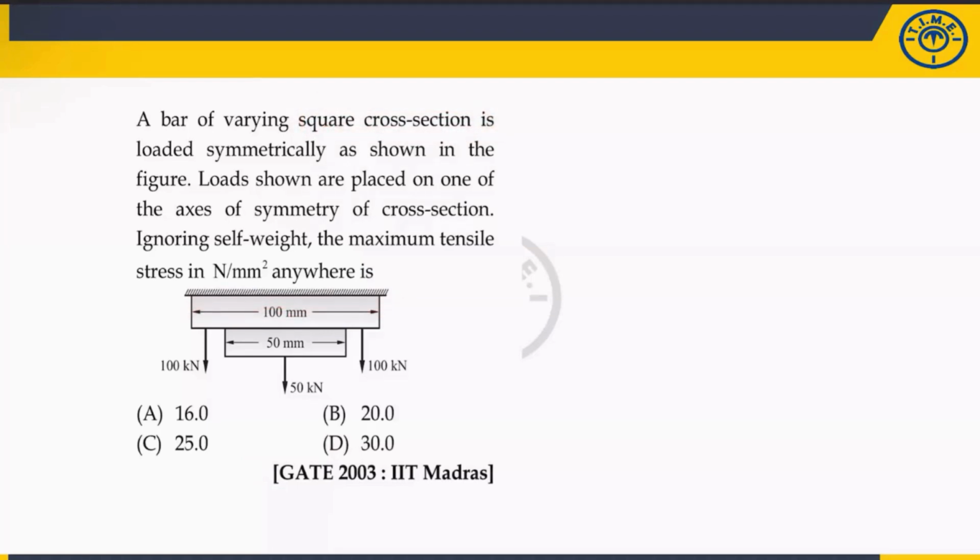Yes, it is a bar of varying square cross section, symmetrically as shown in the figure. Then you have to calculate the stress in the first and second bar. They have given four options. Try to attempt. First of all, you have to calculate the load on this bar and this bar. One student has given 25 megapascal, and another student has given 20.